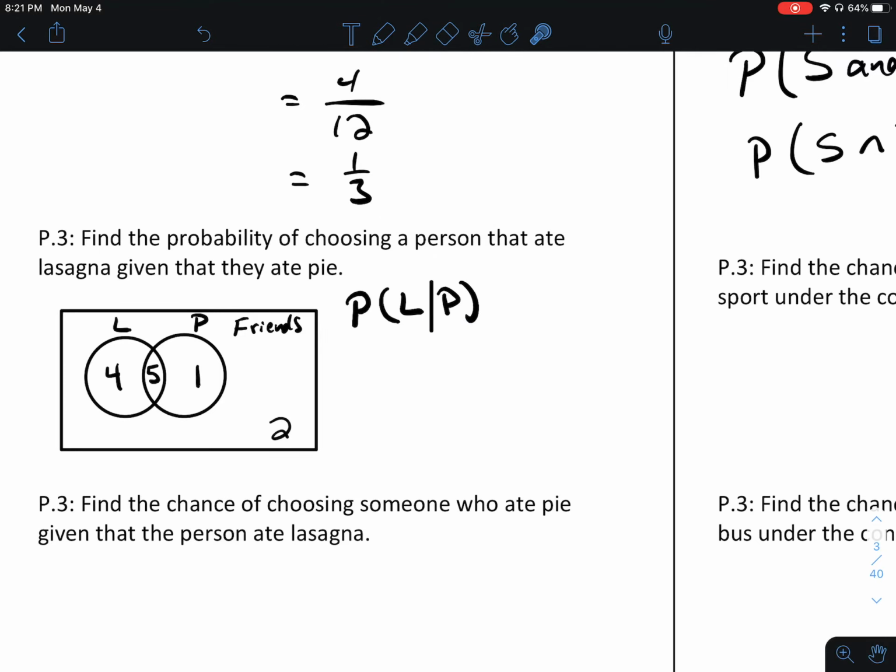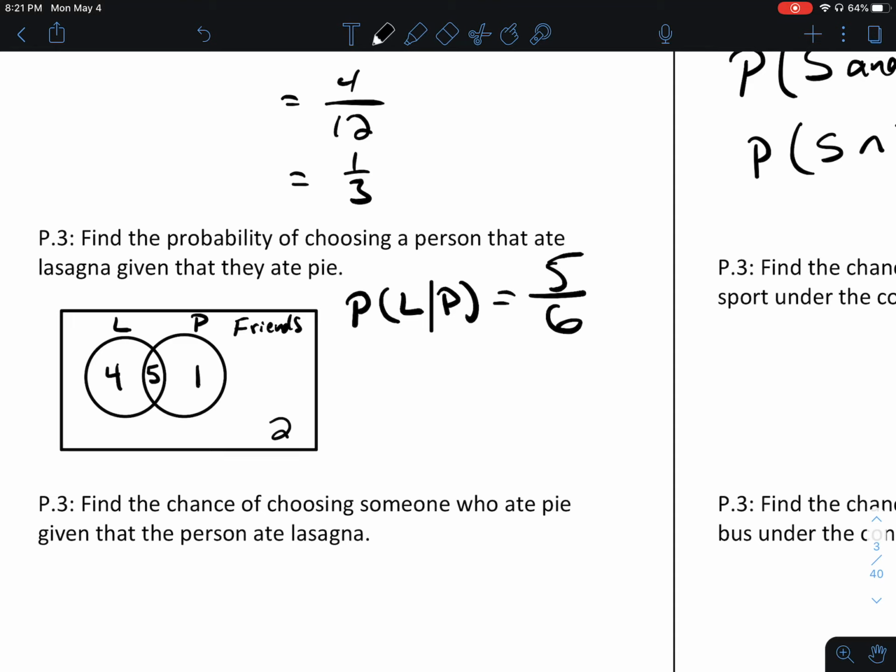So instead of our entire sample space being our 12 friends, we're only looking at the number of people that ate pie, which was 6 people. So the total number of possibilities is 6. Of those 6, how many ate lasagna? Well, that would be 5 people. So the probability is 5 out of 6.